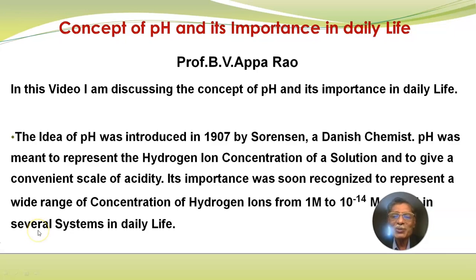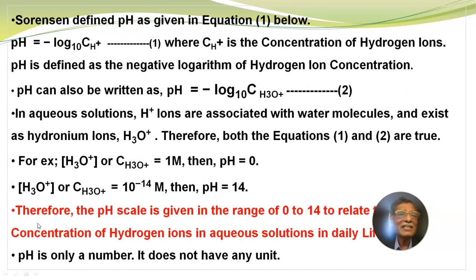Its importance was soon recognized to represent a wide range of concentration of hydrogen ions, from 1 molar to 10 to the power of minus 14 molar, found in several systems in daily life. Sørensen defined pH as given in equation 1 below.